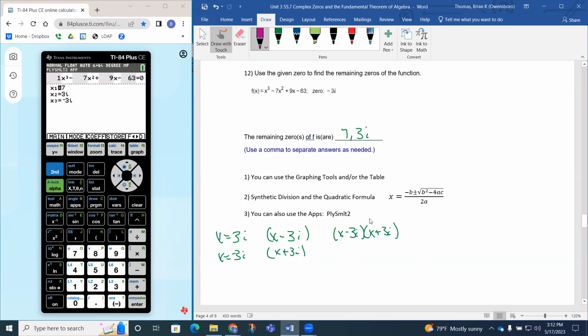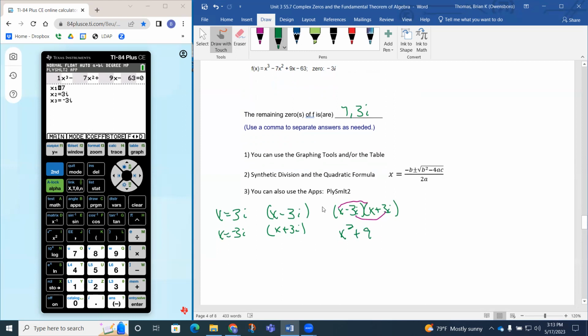again, since those are conjugates, all you got to do is multiply the first terms and the last terms together. That's going to be x times x is going to be x squared. Negative 3i times 3i is going to be negative 9i squared. But remember, i squared is a negative 1, which means this turns into a plus 9. So what we have then is x squared plus 9.